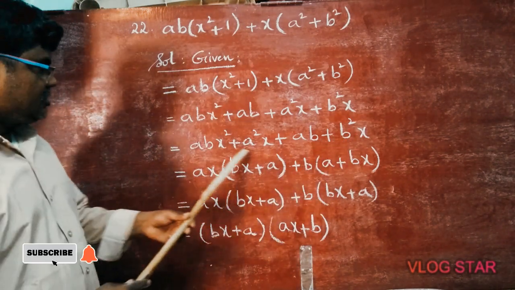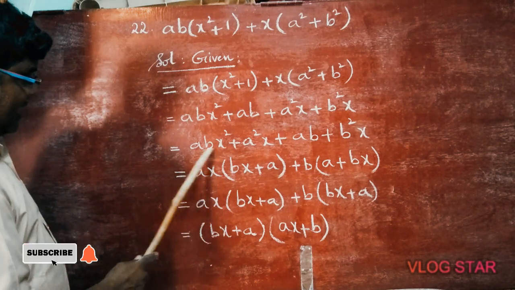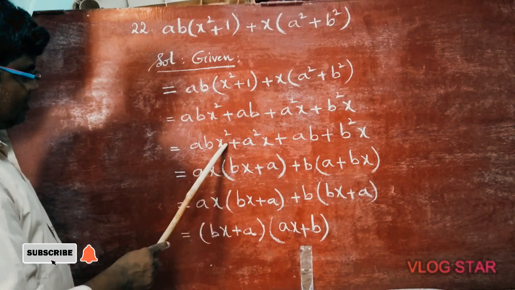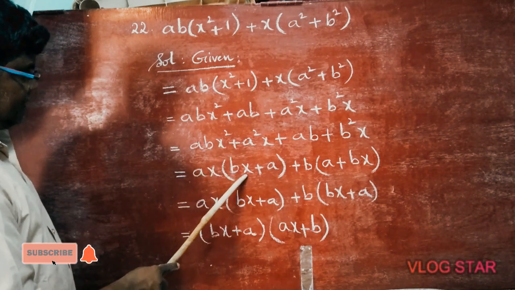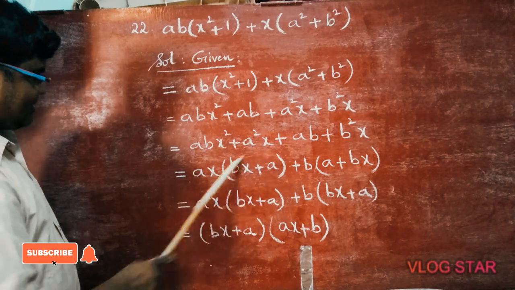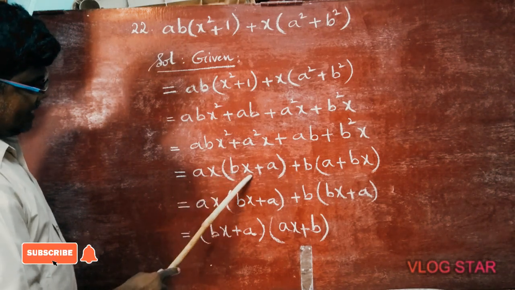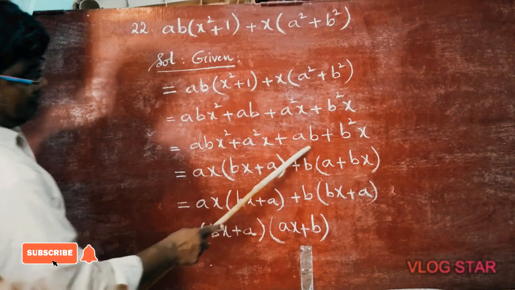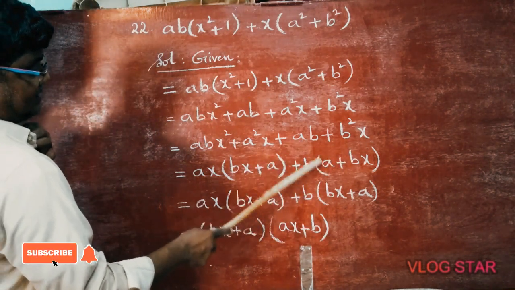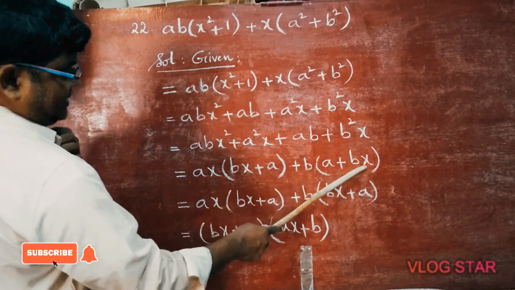Now from the first two terms you take ax common. If you take ax, here b and x are remaining, because x square means x into x, one x came out and one will be inside. Here in a square, one a will be out, one will be ax, and x came out. So the remaining is ax into bx plus a. From the next two terms you can take b common. So a is remaining plus one more b and x, bx.